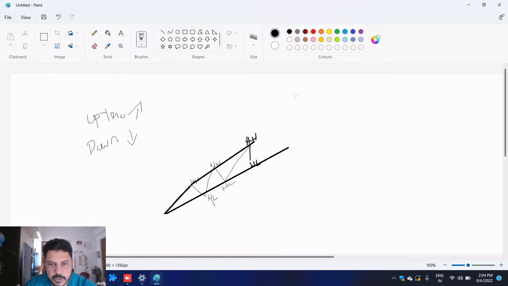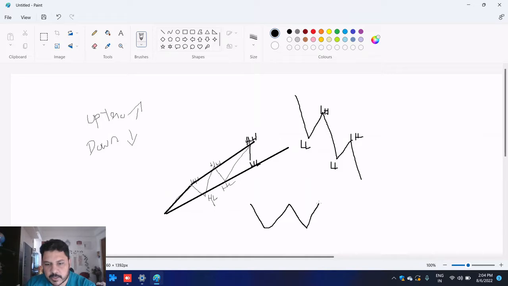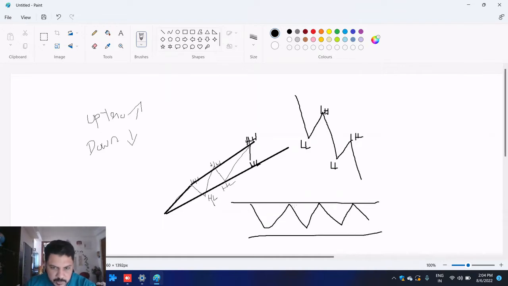Downtrend, in a similar fashion, will make a trend like this. This is your lower low, this is a lower high, lower low and lower high. So this concept is clear. Whenever there is a sideways market, it will tend to have similar highs and lows. So it will be like something like this. It will not look this picture perfect.